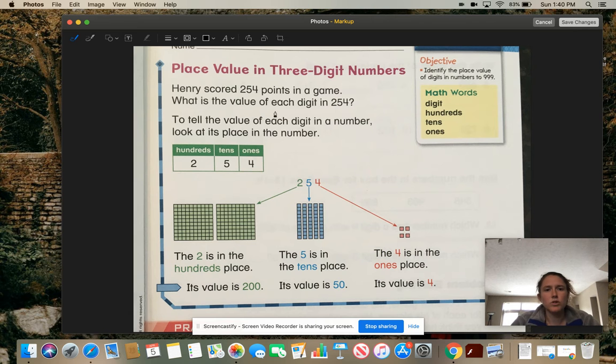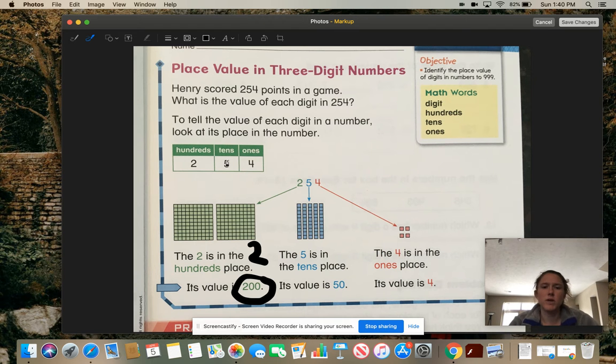It says Henry scored 254 points in a game. What is the value of each digit in 254? To tell the value of each digit in a number, look at its place in the number. You can see in the hundreds, there's a 2. So the 2 is worth 200. The 2 is in the hundreds place, so its value is 200. Sometimes we're going to want to say that the value is just 2. But is this worth 2? No, 2 is not the same as 200. The value is 200.